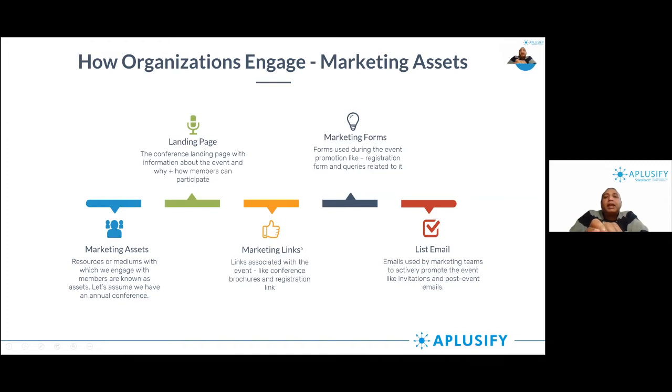Then there are marketing links. These can be different website links that are associated with that event, like your conference brochures or maybe your registration link. So information about conferences and the link through which they can register. So marketing links is again a type of marketing asset.